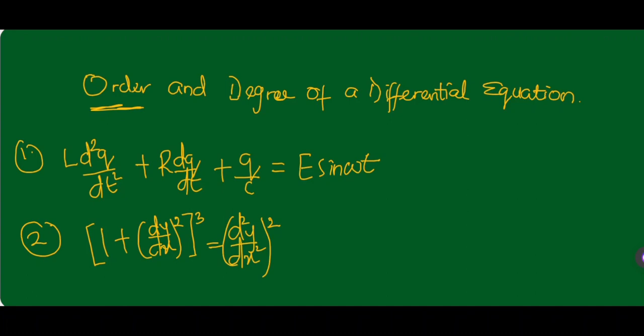Likewise, the same thing happens for the second example I'm giving you. Here we have 1 plus (dy/dx) squared, all raised to power 3, is equal to d squared y/dx squared, everything all squared.